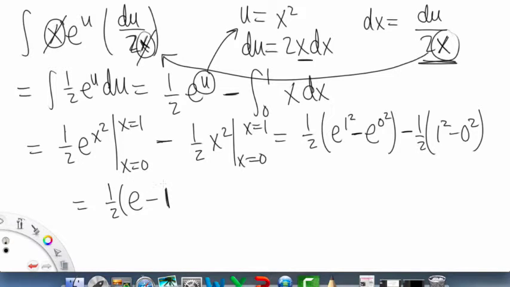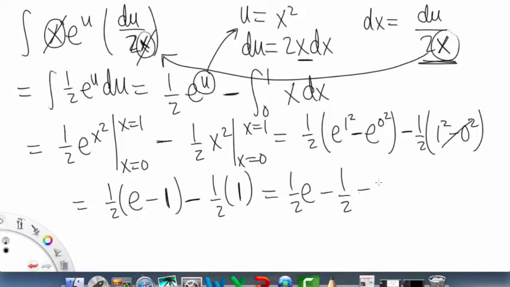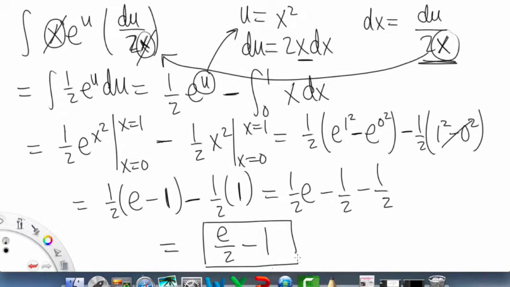And then we have a minus 1/2 times 1 here. And then the 0 is just right there. Okay, so then we end up getting 1/2 e minus 1/2 minus another 1/2. So this turns out to be e over 2 minus a whole 1. Okay, so yeah, that does it for that question.